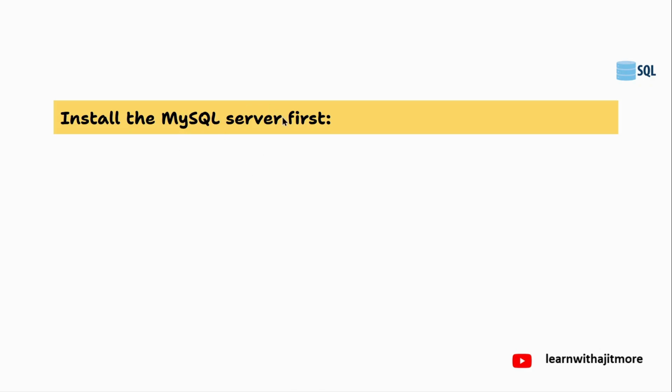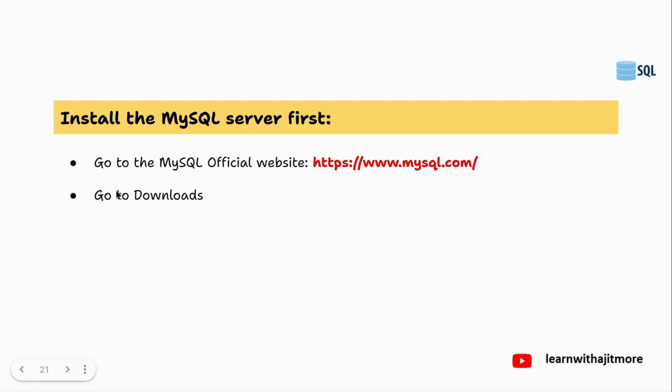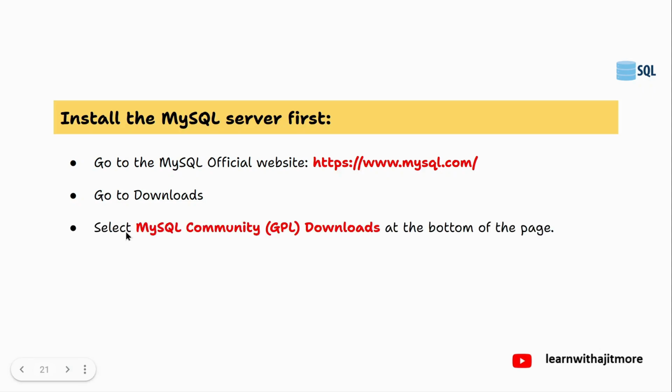Okay. Now, how to do this installation? You have to go to the official website, mysql.com. So go to the MySQL official website. There, go to the download section. There will be one tab for downloads. In that, go for MySQL Community Downloads. These are under the GNU Public License.